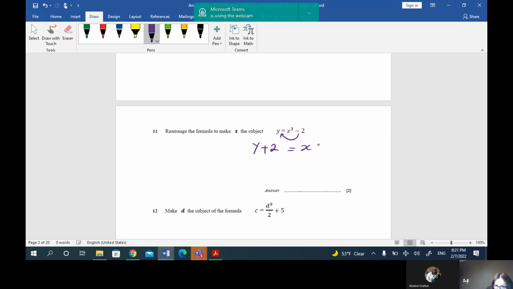left here? X cubed. The opposite operation to x cubed is cube root. So cube root of y plus 2 is equal to cube root of x cubed. So x is equal to cube root of y plus 2.